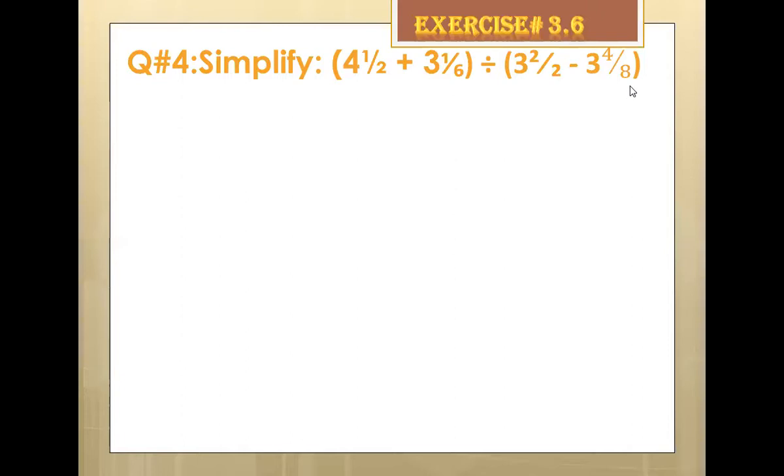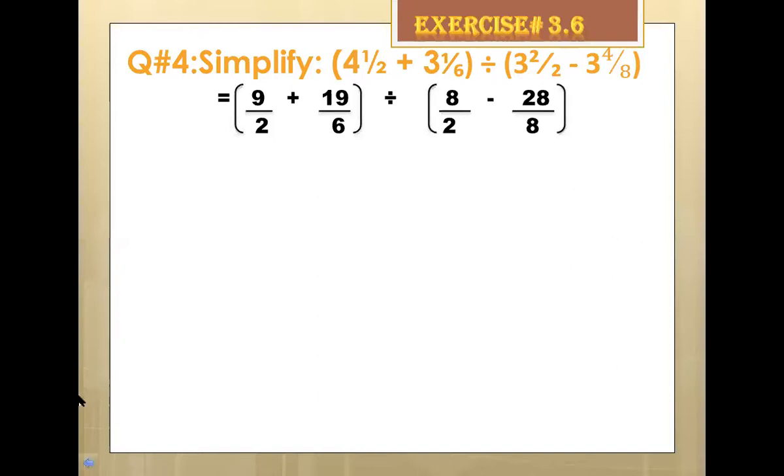Now, what you will do simply, you will convert these mixed fractions into improper fractions, just like this. Now look here how it will become. 2 fours are 8 plus 1, 9 upon 2, sign of plus. 6 multiplied by 3 is 18, 18 plus 1, 19 upon 6, sign of division. 2 threes are 6, 6 plus 2, it will become 8 upon 2, sign of subtraction. And 8 multiplied by 3 is 24, 24 plus 4 is 28 upon 8, and then your brackets.